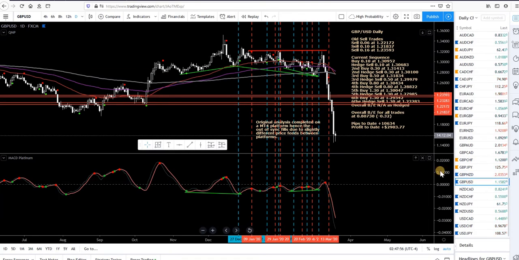Pound USD. Now, this has caused me grief, and I'm going to take some action on, I think. Got 3 old sell trades, and they're 3 of those lines in here. So at least I've got them. They're through there, but the pound's just fallen off a cliff, literally.